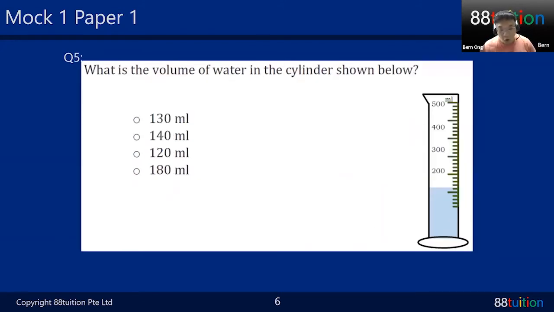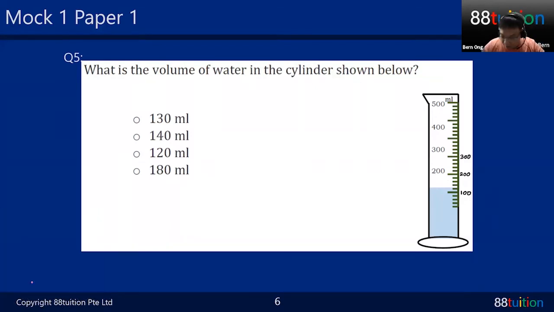Next question. What is the volume of water in the cylinder? This one you have to read and measure a bit. So can you see that this is the 200 mark? This is the 300 mark. So the slightly longer length is 100. Can you see? Okay.